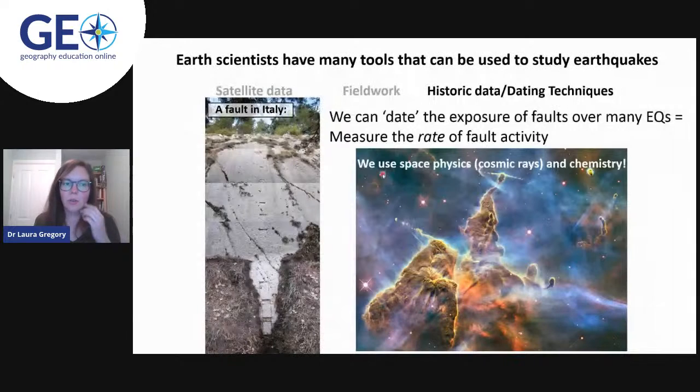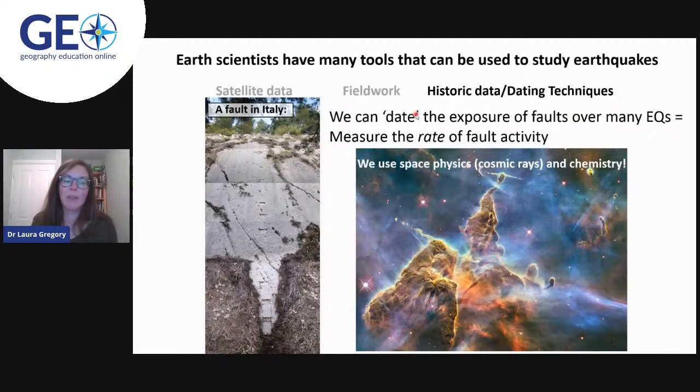And then finally, another tool that we use is, and I won't go into very much detail on this, but we try and actually date fault movements and use various chemistry and physics to date when earthquakes happened in the past on these big scarps. And so a lot of my own research is basically using cosmic radiation or space rays and chemistry to measure how the scarp is being exposed over the past few thousands of years. And these dating techniques tell us something about the rate and pattern of earthquakes that happen.